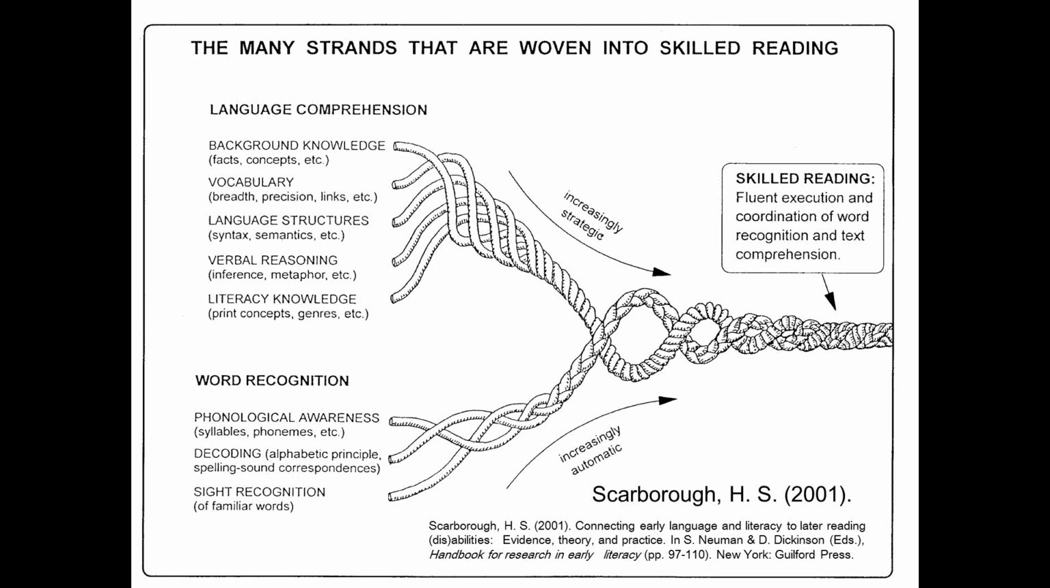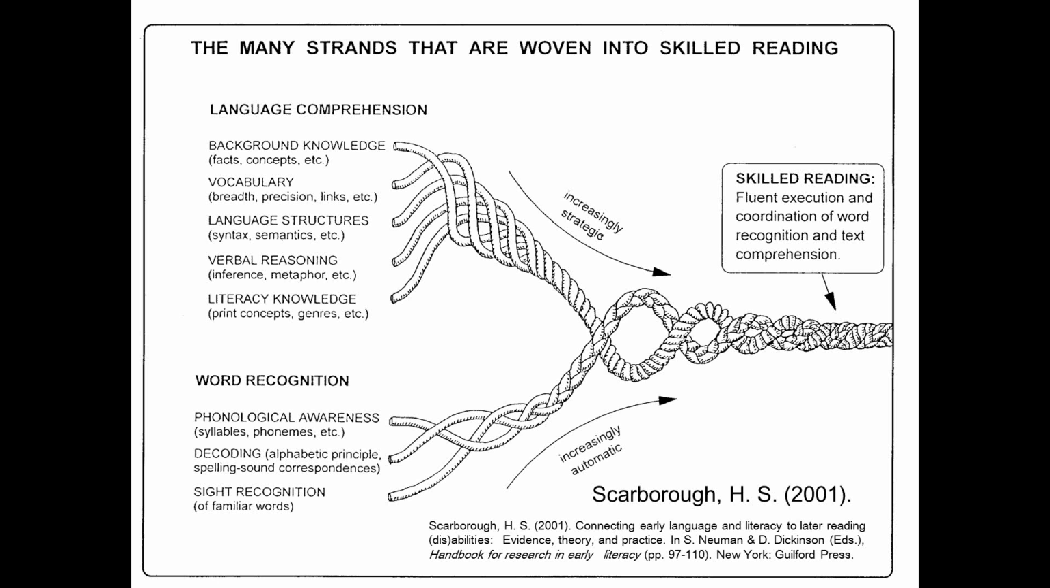When we look at this, we know that students need background knowledge, which is needed for language comprehension. We know students need vocabulary, also needed for language comprehension. Kids need to understand syntax and semantics. Syntax is grammar and how words and sentences go together, and semantics is making meaning of that. Kids need verbal reasoning, so they can understand metaphors and make inferences. And they also have to have literacy knowledge: understanding print, concepts, genres, etc. So that's the language comprehension piece.